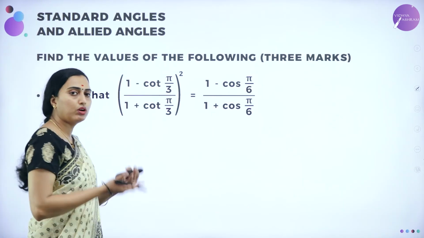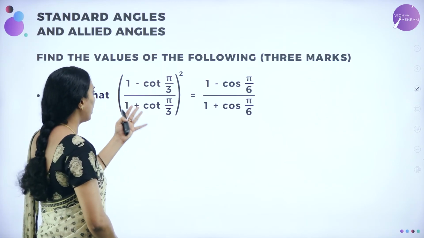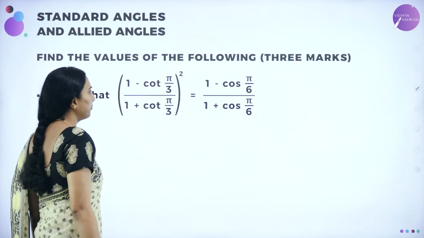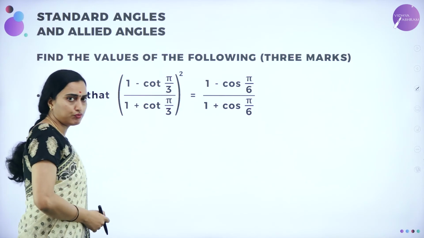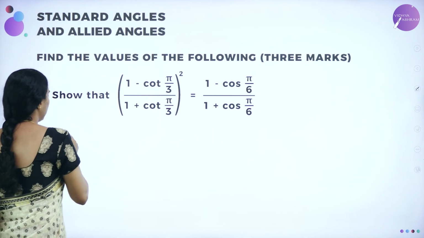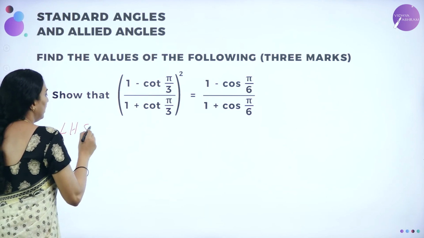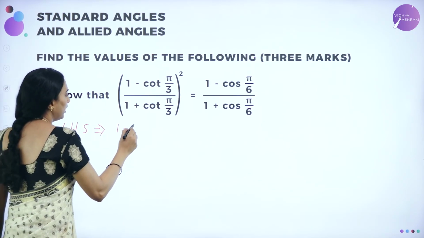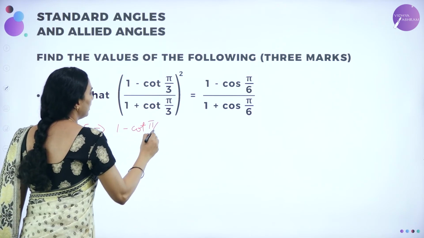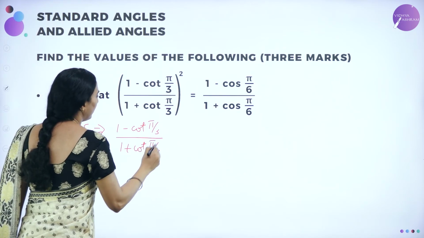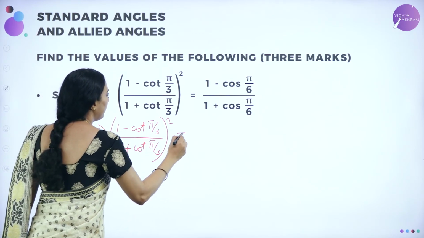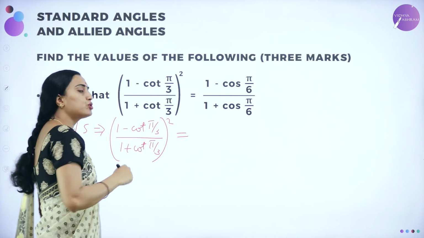Okay, dear students, what they've asked you to show that 1 minus cot pi by 3 divided by 1 plus cot pi by 3 whole squared is 1 minus cos pi by 6 divided by 1 plus cos pi by 6. I am going to take here left hand side. What is the left hand side? Left hand side is this, that is 1 minus cot pi by 3 divided by 1 plus cot pi by 3, right, whole squared.